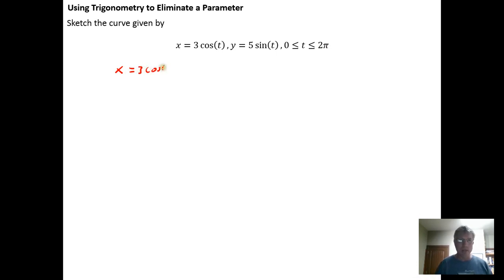So the way that we can do this, y equals 5 sine of t. It's a horrible 5 that looks like an S. The way that we can do this is we isolate the cosine and the sine function. So over here I would divide both sides by 3. My brain just got ahead of myself. And over here I would divide both sides by 5.